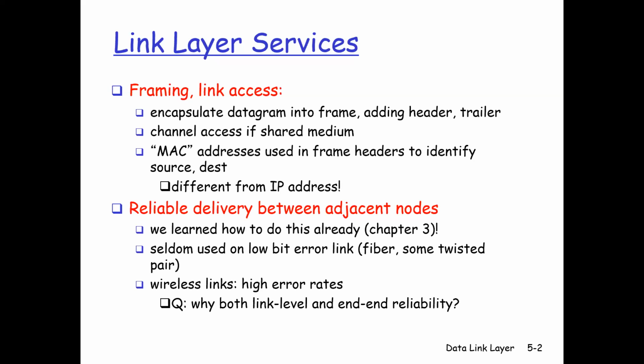So you need medium access control or MAC addresses, and these are used in the frame headers to identify both the source as well as the destination. And these are local, these are different from IP addresses. So different protocols have different link layer addressing techniques, okay, and which are different from IP addresses. Notice that they are only relevant for your local area.